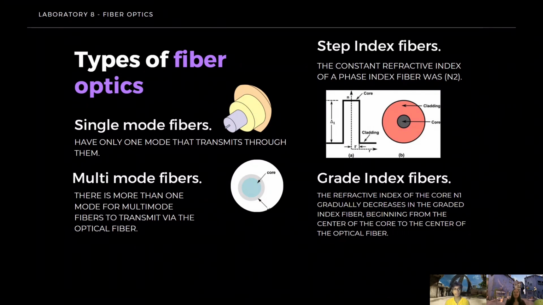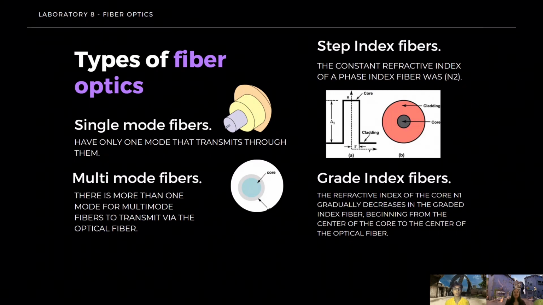The next one is the multimode fibers. So this has more than one mode transmitted via the optical fiber. The wider the core radius, the simpler it is to launch optical power into the fiber and perform end-to-end connections. So two forms exist under the refractive index, namely the step index optical fiber and the graded index optical fiber.